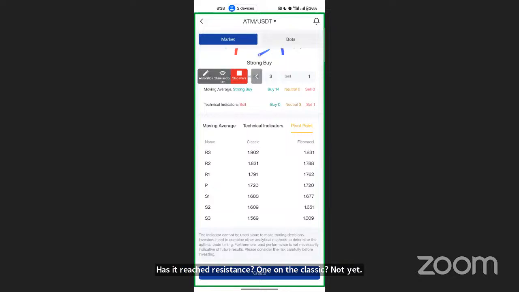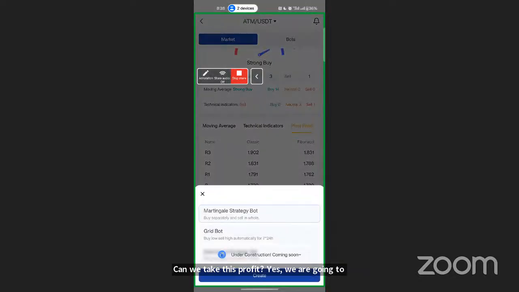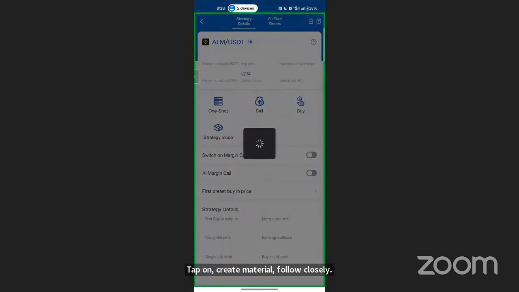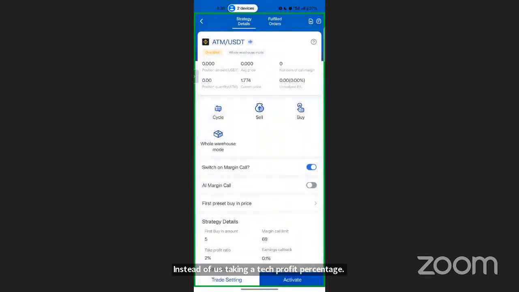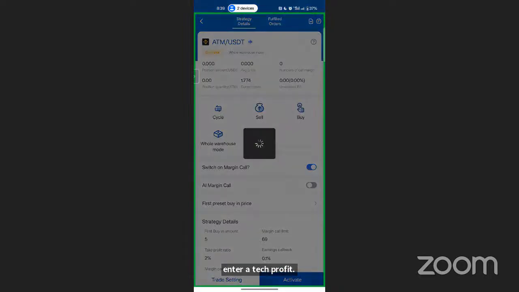Yes, we are going to come here, tap on create, martingale strategy board, follow closely, then tap on create, next. Now, this time round, instead of us setting a take profit percentage, are we following? We are going to enter a take profit price.